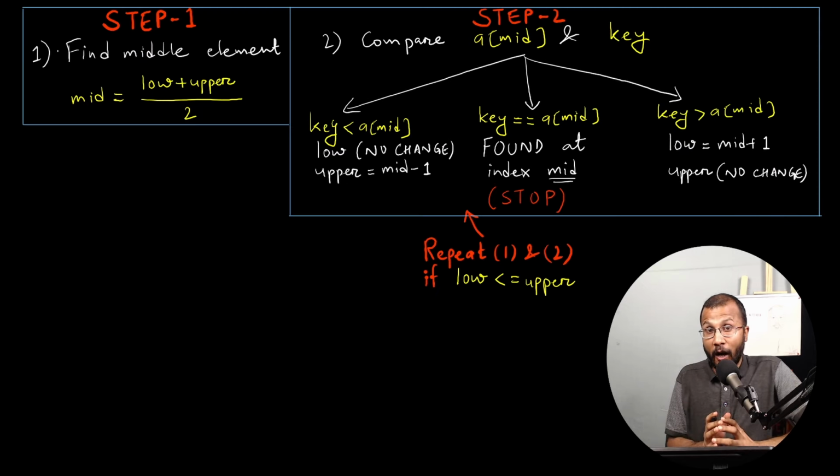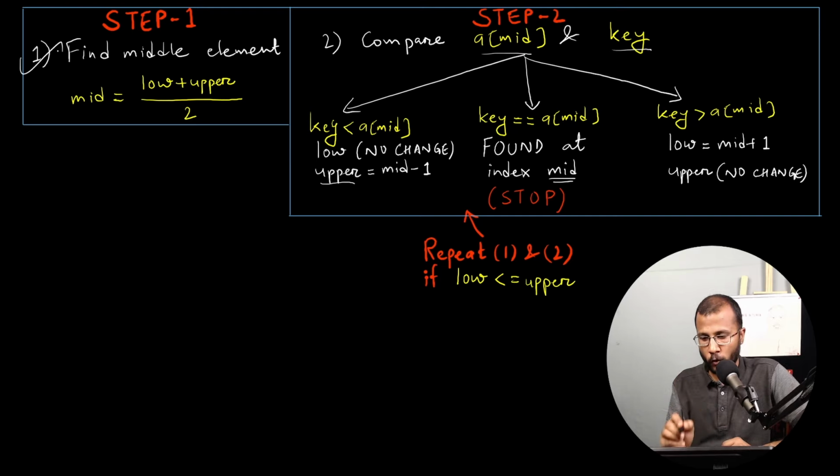Now let us write down our algorithm to perform binary search. Step number 1 is to find the middle element. This is how you find the middle element. And step number 2 is to compare your middle element with the key element. There are 3 possibilities. The first case is that the key is less than the middle element. In that case, you update the upper index to mid - 1. If the key is equal to the middle element, the element is found and you stop your loop. And if the key is greater than the middle element, then you update the lower index to middle index + 1. We have already seen how this works, and we repeat steps 1 and 2 as long as the lower index is less than or equal to the upper index.